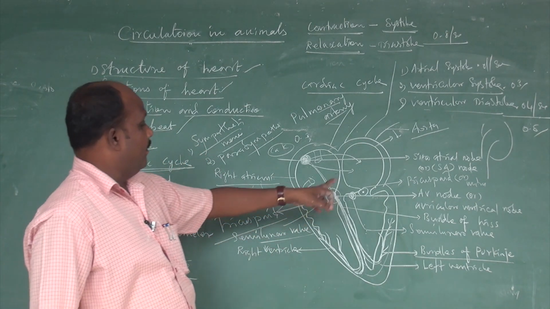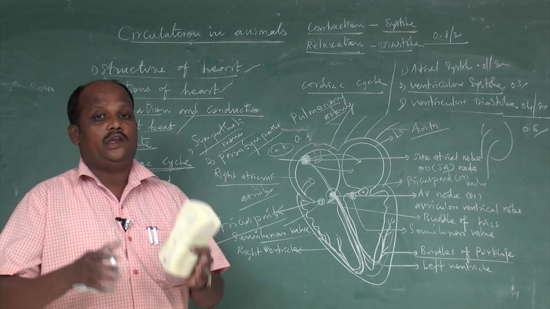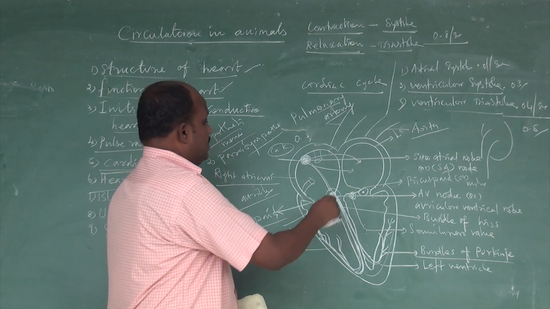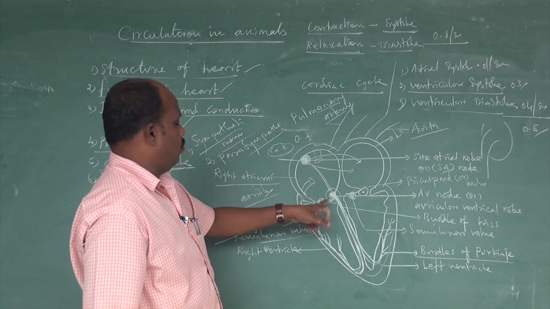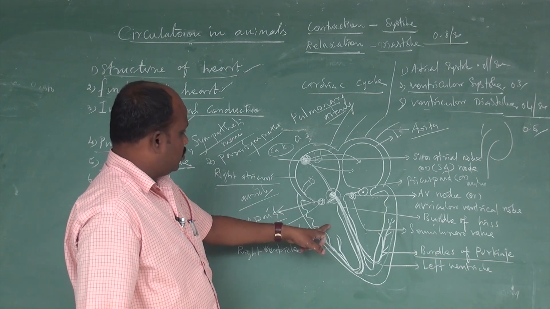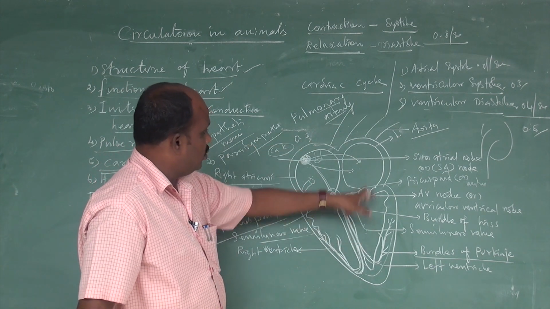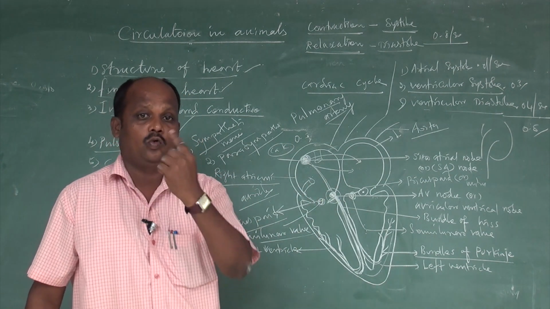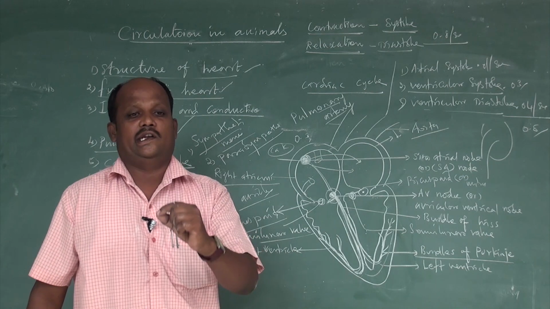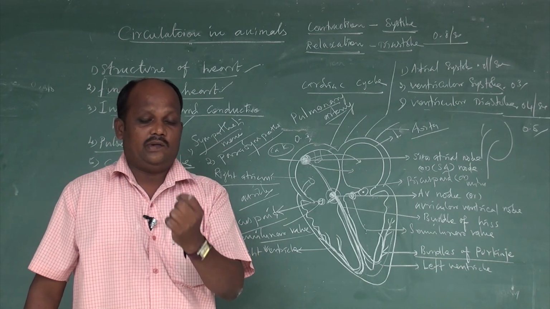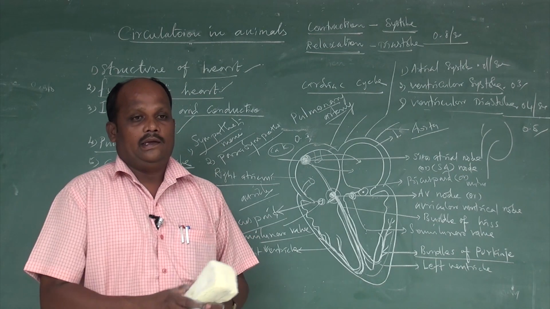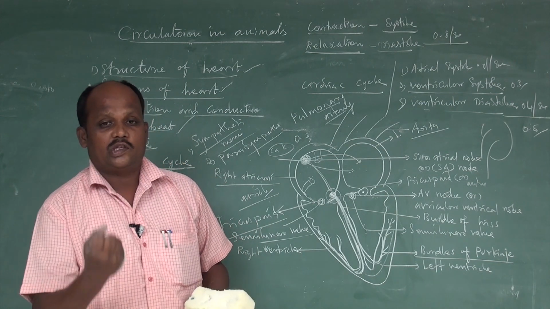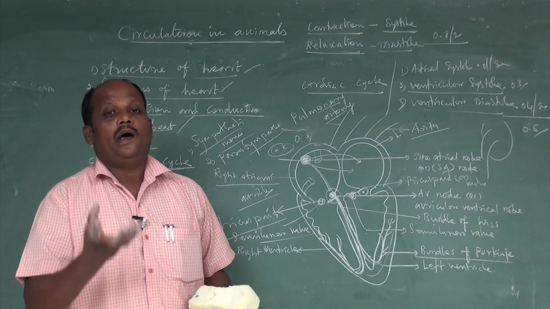The second sound, dub, is of very short duration. It is produced by the closing of the semilunar valves, between the right ventricle and pulmonary artery and between the left ventricle and aorta. When these two valves close, they produce the second, very short sound, called dub. The heart produces two types of sound, lub dub, lub dub, by the closing of the heart valves.